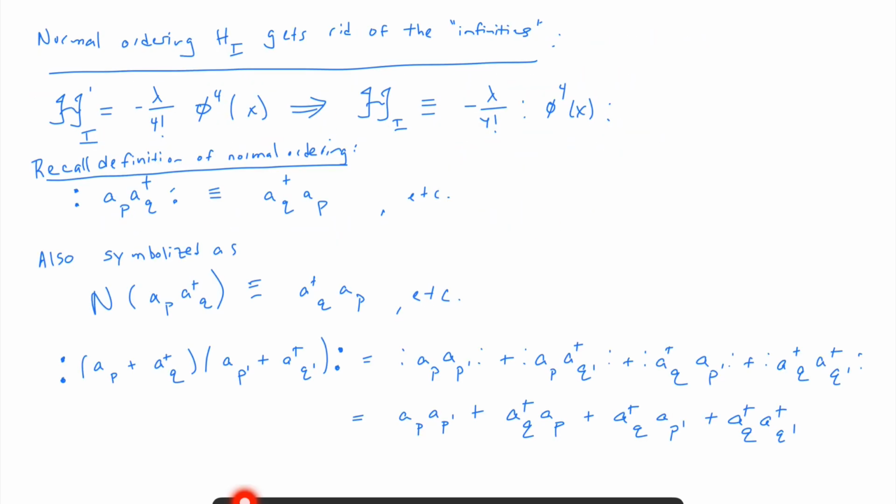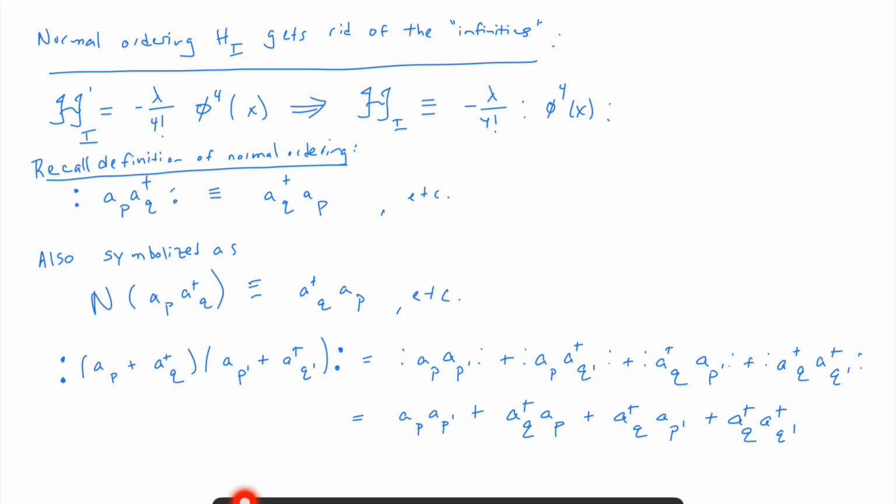How does it get rid of infinities? Well, let's just quickly review what we mean when we say the normal ordering of a product of operators like this, where one is a creation operator, the other is a destruction operator. Normal ordering means, by definition, we always take the destruction part and just arbitrarily force it to the right and keep the creation operators to the left. That's what this means.